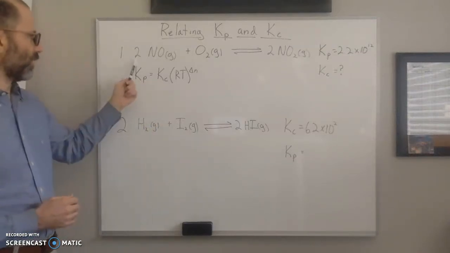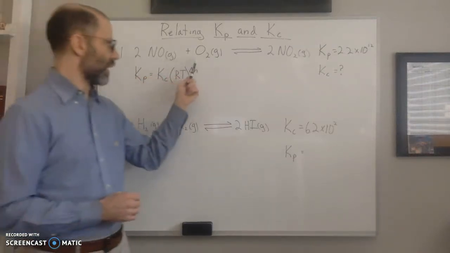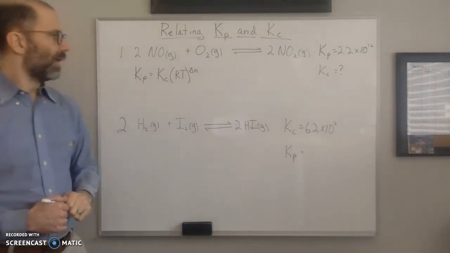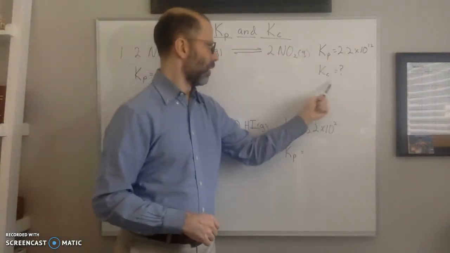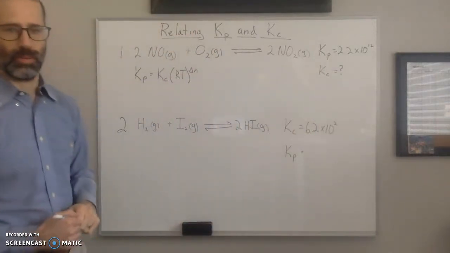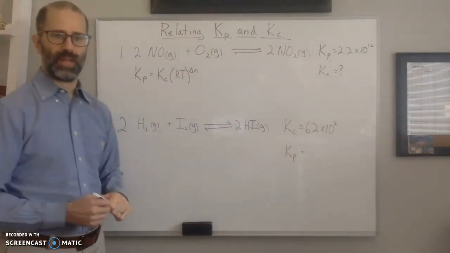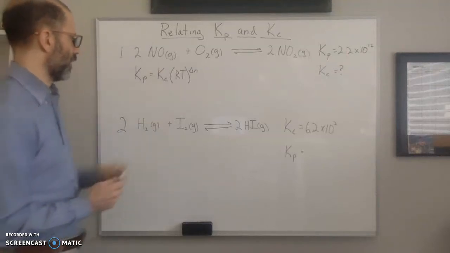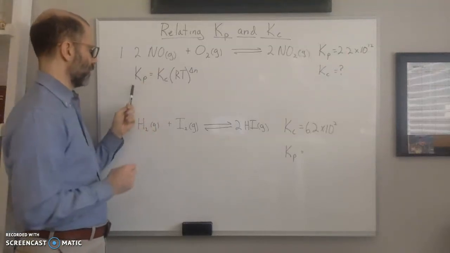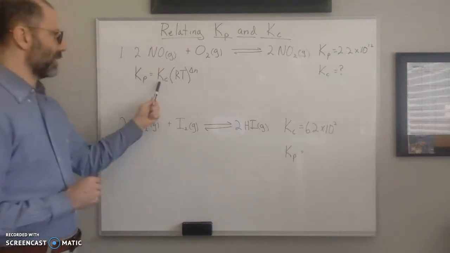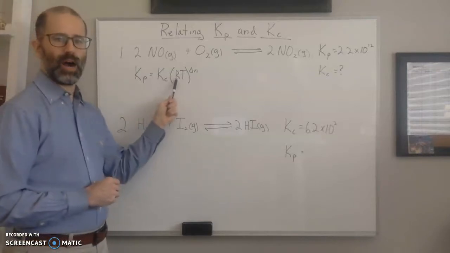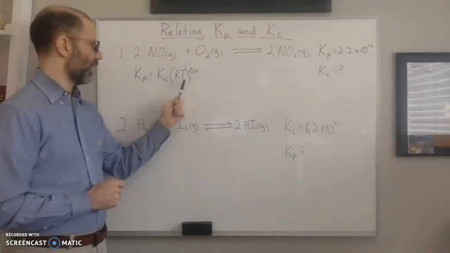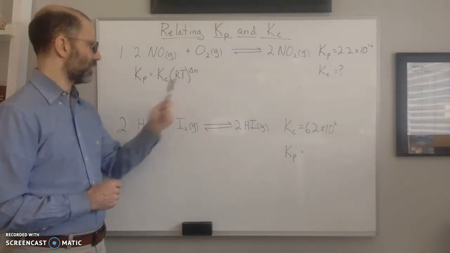So we're given this equation that 2NO gas plus oxygen gas is going to give you 2NO2 gas. And they give you the Kp value, and they want to know what the Kc, the equilibrium constant with respect to concentration, is. So if we use this equation, then we're given Kp, we need to find Kc, and we know what the R value is, the ideal gas law constant value.